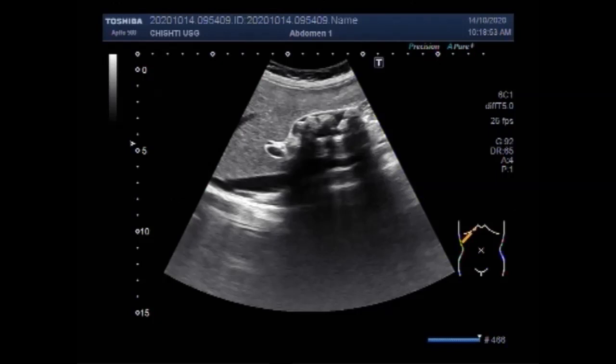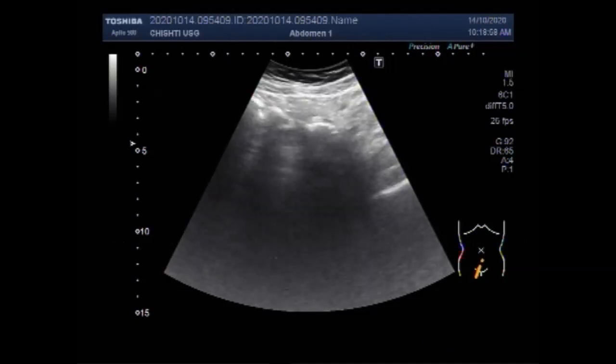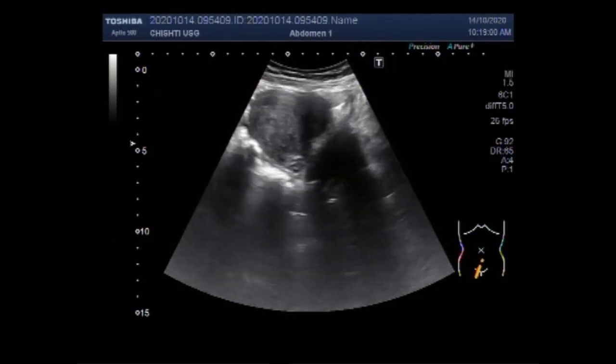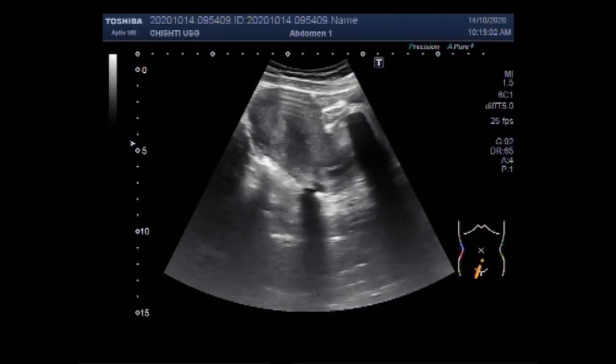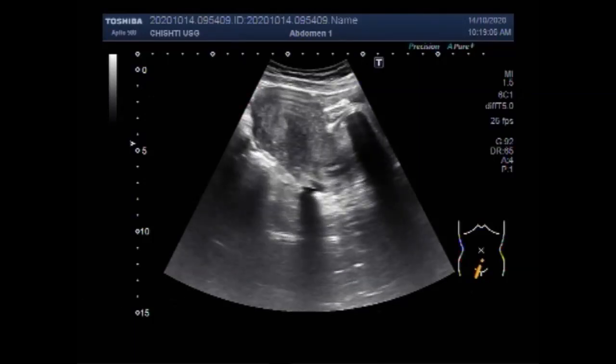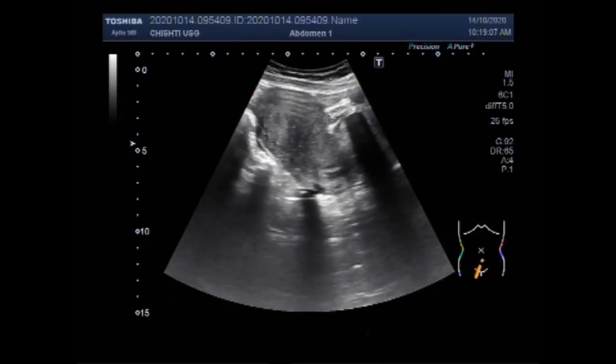Again, you can see the multiple gallbladder stones. Now, the causes: gallstones may form if bile contains too much cholesterol, too much bilirubin, and not enough bile salts.